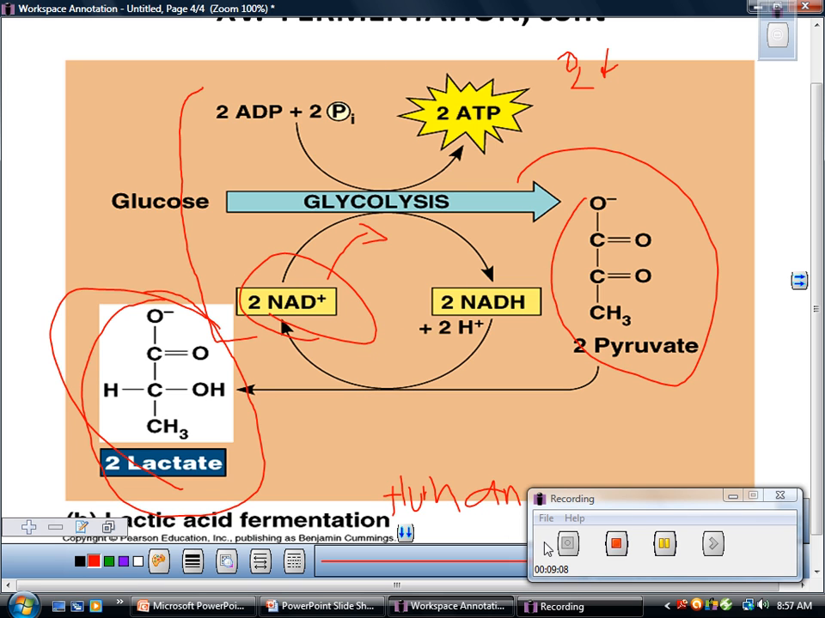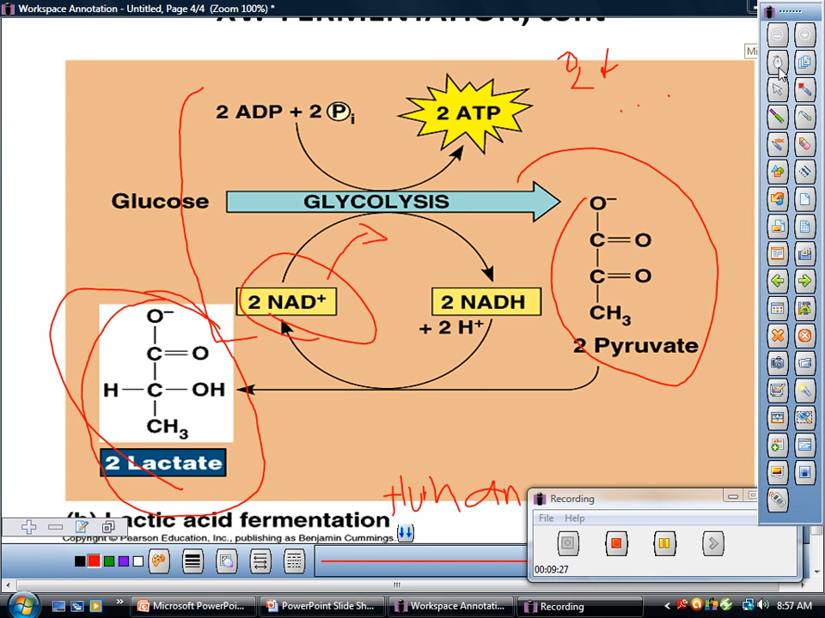Once again, this one can be utilized by yeast, bacteria, and humans, and it's lactic acid fermentation. The benefit for us is it continues glycolysis in our muscle cells so that we can continue to break down sugars. We also get the dairy industry producing cheese and yogurt for us, which we do utilize. So that's a benefit in that regard.